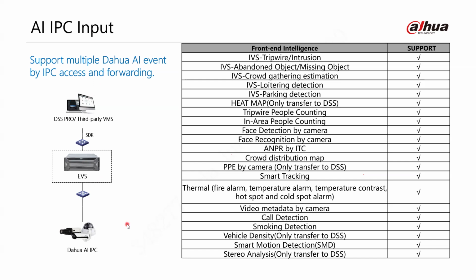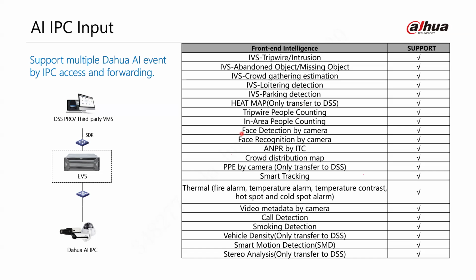From the front-end intelligence, this supports IVS, including tripwire, intrusion, object abandoned and object missing, crowd gathering estimation, loitering detection, parking detection, and heat map, and this is only transferred to the DSS only. It supports tripwire people counting: you cross a certain line, it counts a number. It also supports in-area people counting: you get into a certain area that has been drawn, and it simply counts the number of people that have entered the area or exited the area as well.